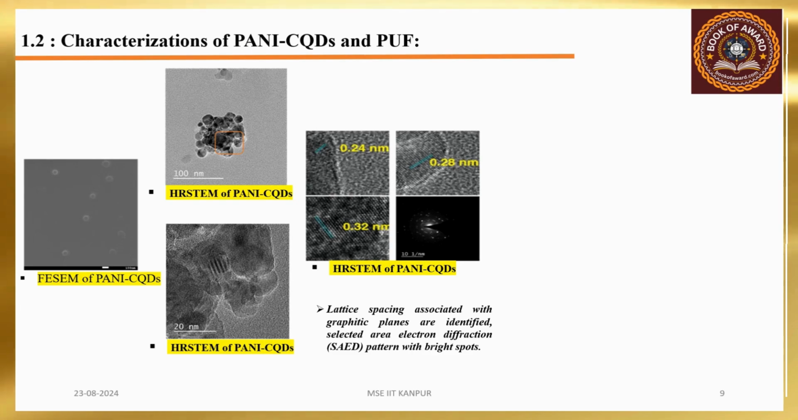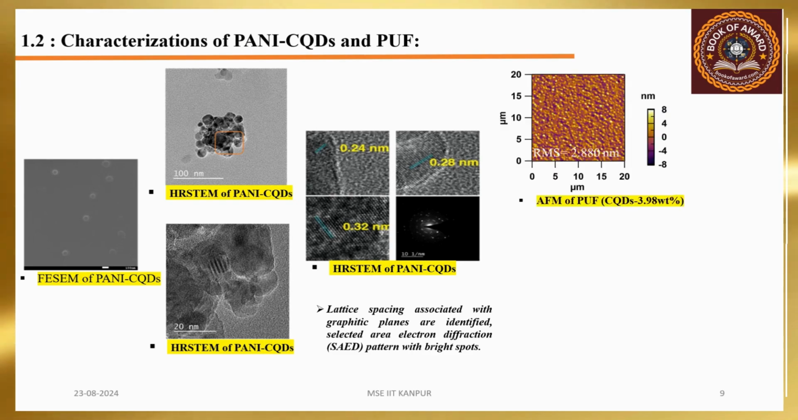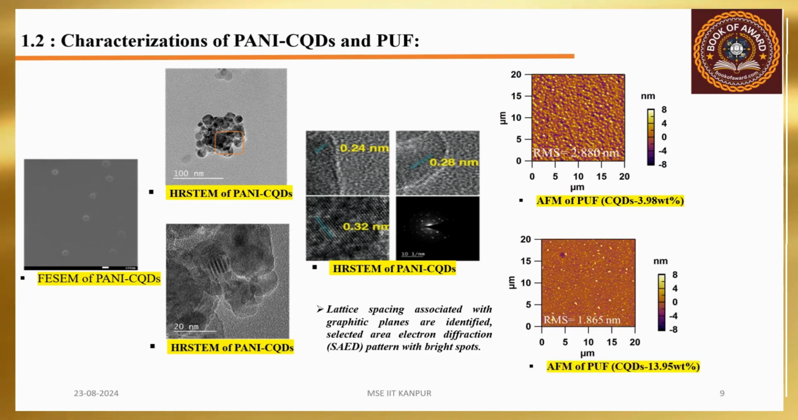This is the atomic force microscope image of Pani UV filters with carbon quantum dots concentration 3.988%. When carbon quantum dot concentration inside the Pani UV filter is increased, then its RMS value obtained by atomic force microscope is reduced, which shows that compactness of the film or film quality will improve.